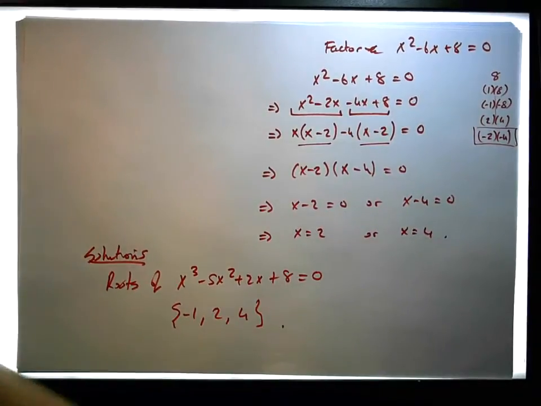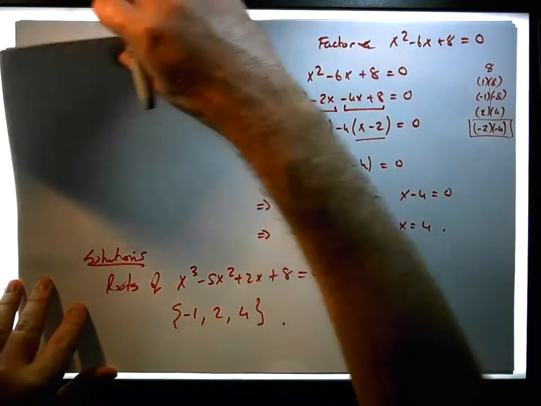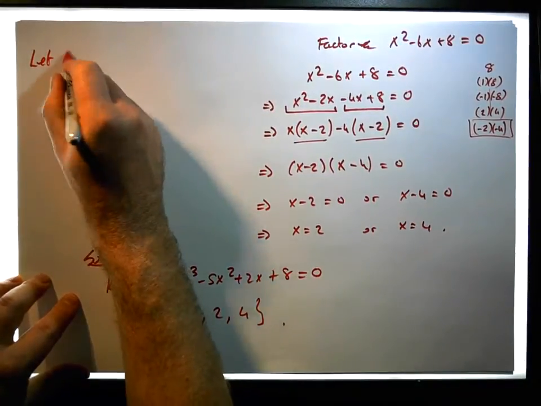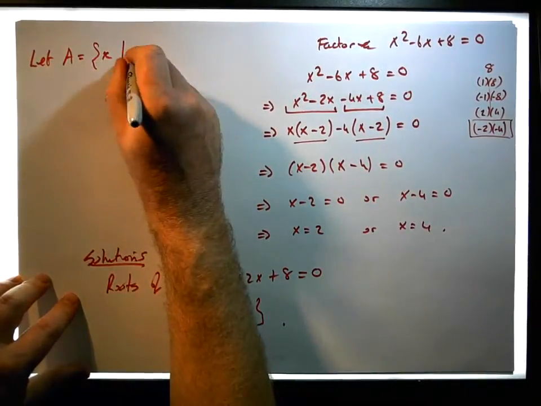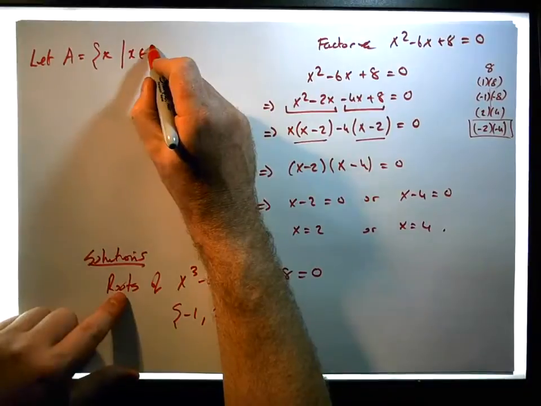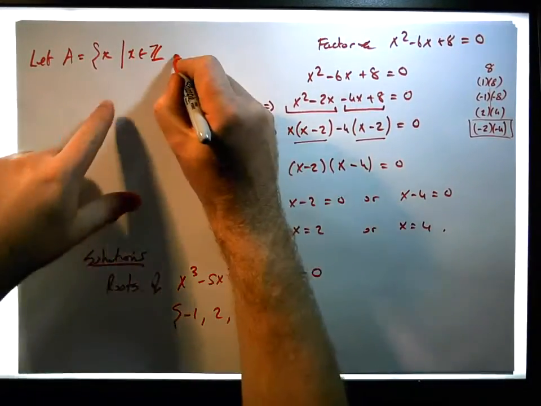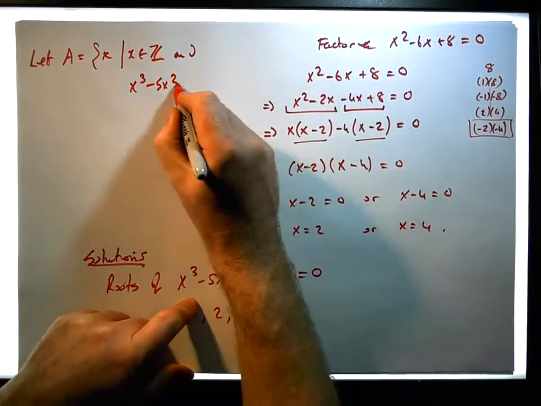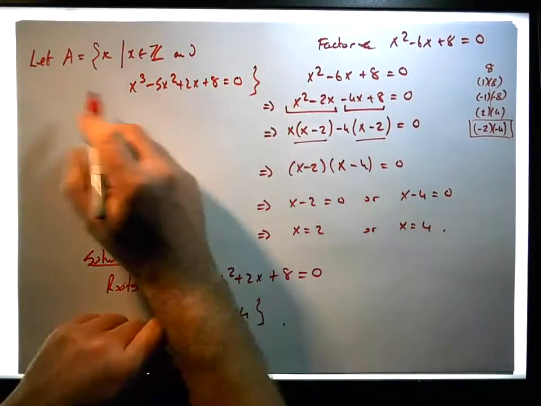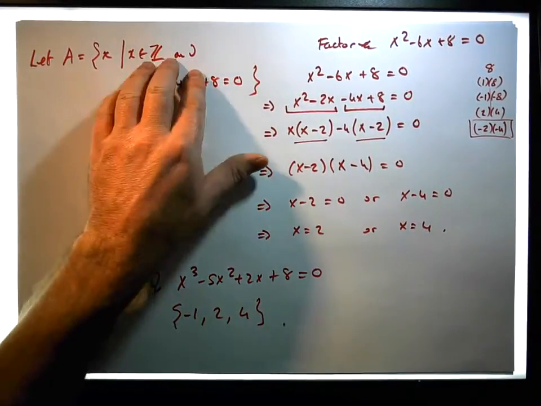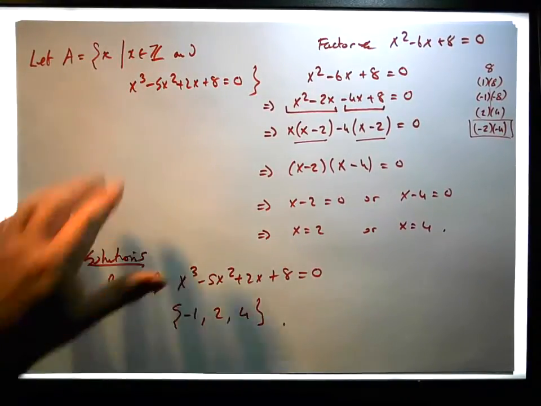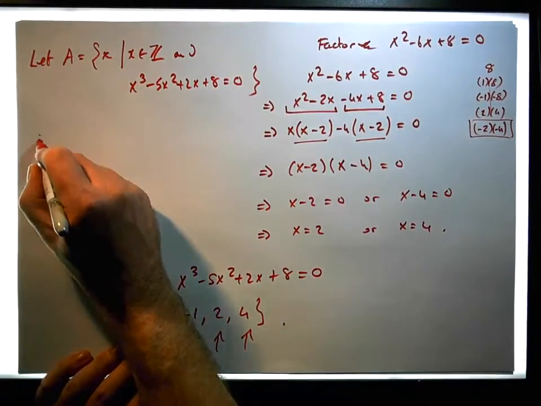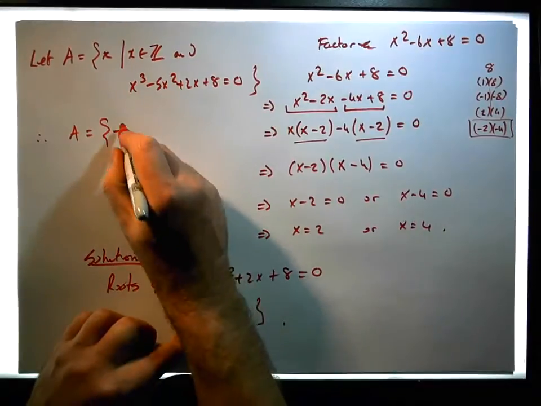I've seen questions like, let's say the set A equal to the set of x's such that x is an element of, let's say, the integers. The integers will do here. We could have the rationals, and we have that x cubed minus 5x squared plus 2x plus 8 has to be equal to 0. And what we need to do is find the x's that are in this set that satisfy these two conditions. This is our set builder notation. And what I've just shown is that we've just found these. So therefore A is equal to the set that contains minus 1, 2, and 4.